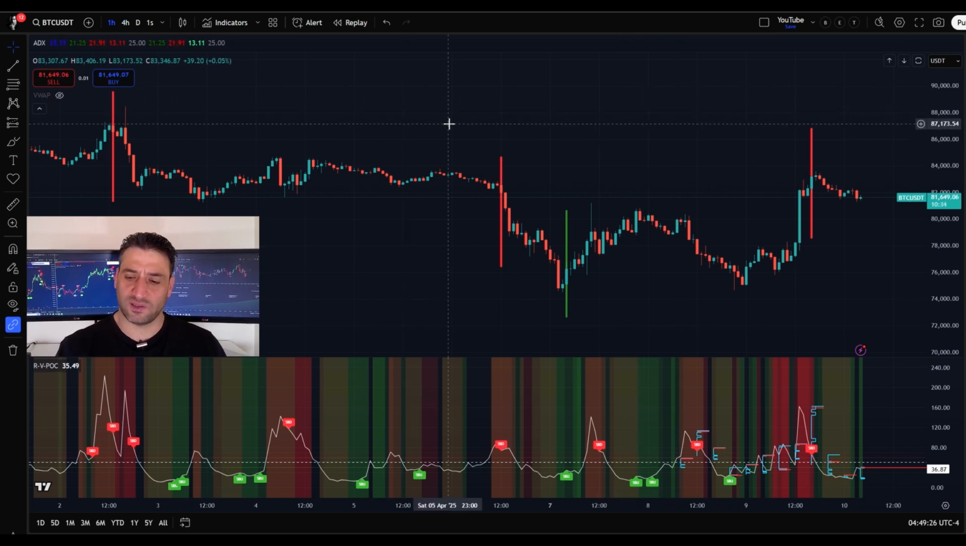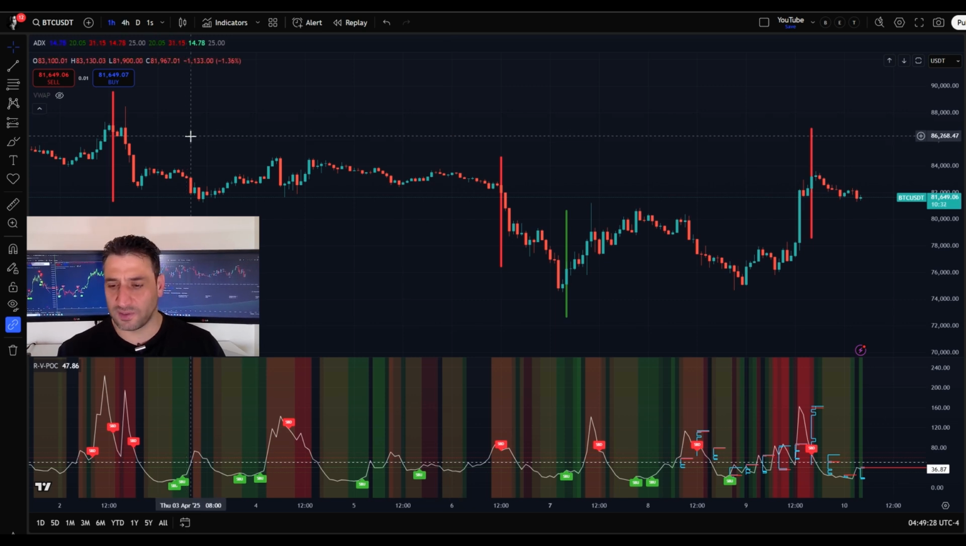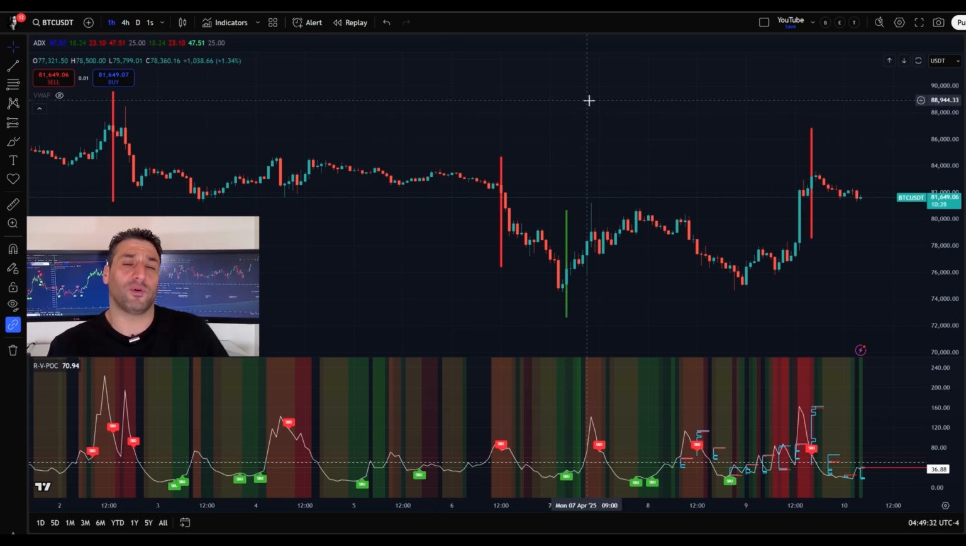I've honestly used this indicator across various markets, crypto, Forex, even stocks, and it consistently identifies high probability setups. Whether you are a day trader, a swing trader, or a scalper, this tool can definitely fit into your strategy and help you trade with more confidence.